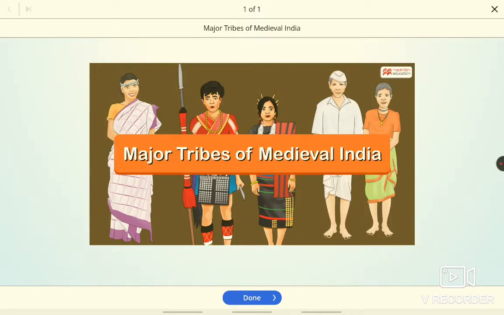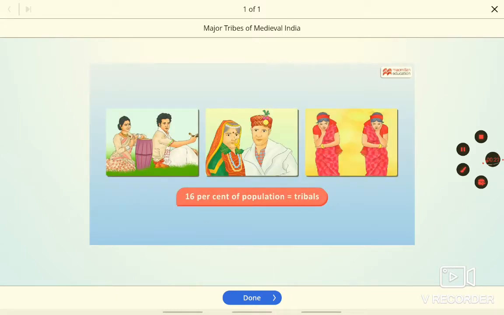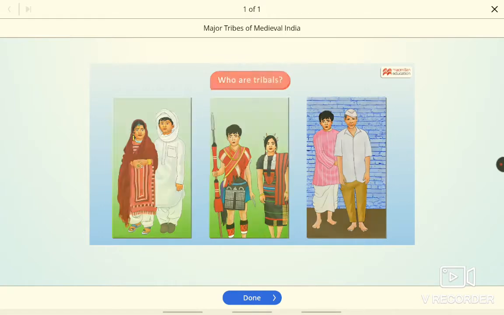Major tribes of medieval India. Did you know that as per the 2011 census, about 16.2% of the total population of India is tribal? That is an interesting fact. Come, let's learn more about the tribals of India.